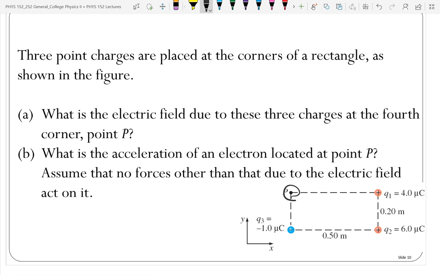This charge here is going to make an electric field that goes in that direction. This one here is that direction. That one's that direction. You calculate those three magnitudes. You use your geometry to calculate the angles. You add the x components separately from the y components. You combine them to find the magnitude and the angle. All things that you learned first semester.